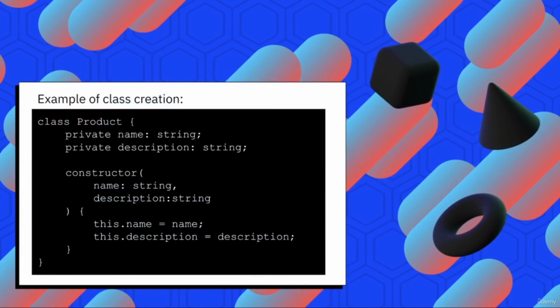So here you can see one example of class creation. This is a class that is named Product, and as you can see there are two private variables and a constructor that gives values for these two private variables. So now let's make one example with classes to better understand how to work with them.